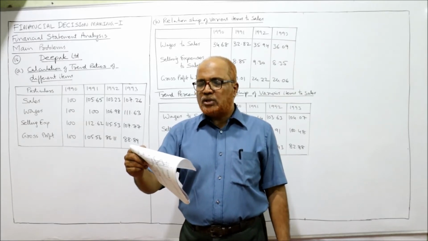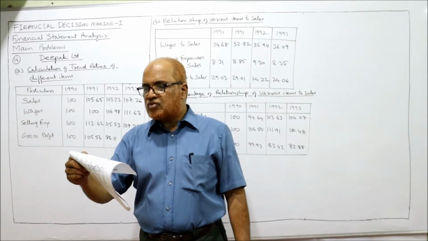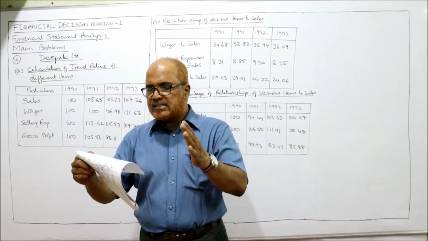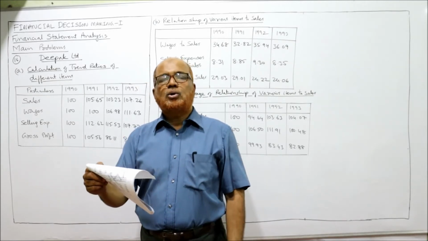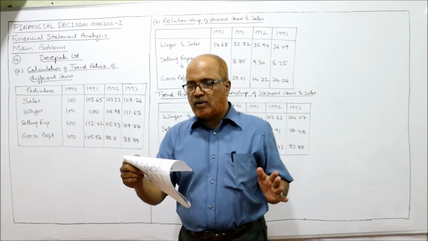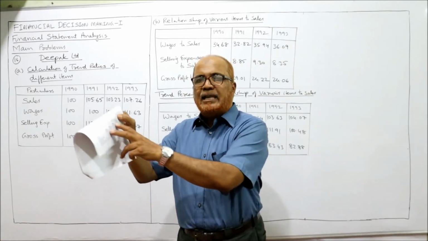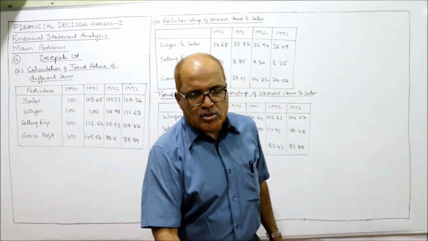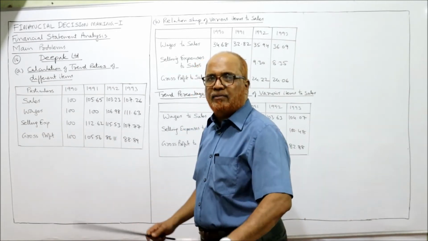You are required to show trend ratios of different items. A point. B point, trend percentage of relationship of wages, selling expense and gross profit to sales. So different trend ratios we have to calculate. First of all, we need to calculate trend ratios of the values which are directly given in the problem. So first we calculate the trend percentages for the values which are directly given.